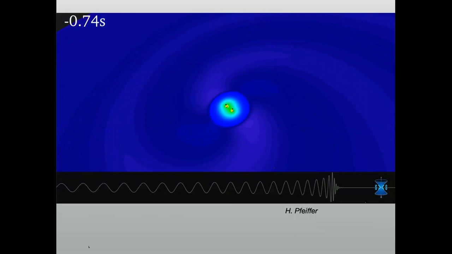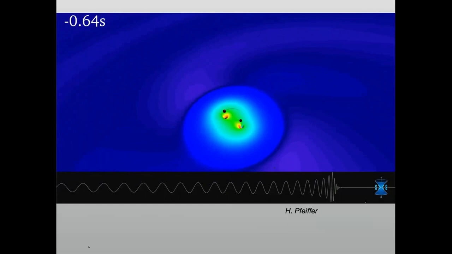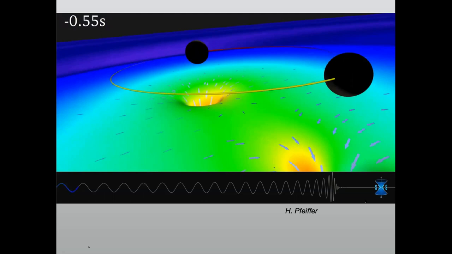And then putting everything together, the most important output and the most fun output are good looking movies, like this one I did for the first gravitational wave detection. I showed the movie yesterday without the black hole horizons. This time they are here.